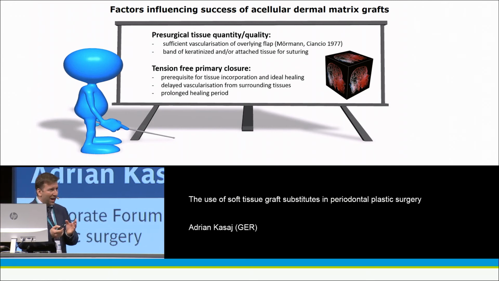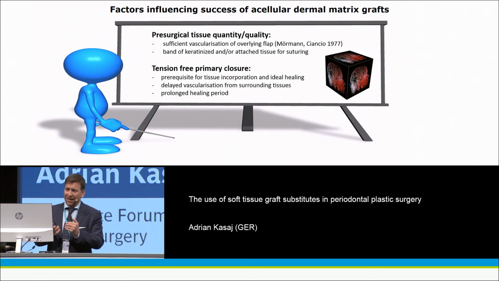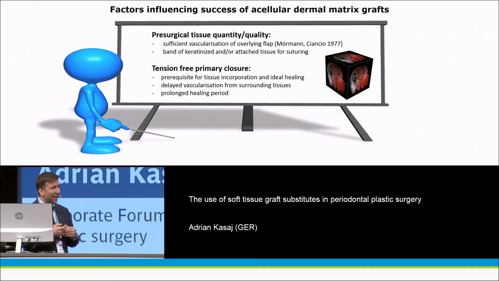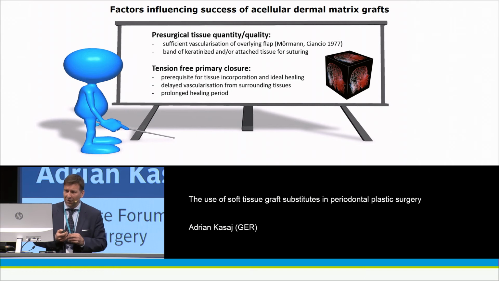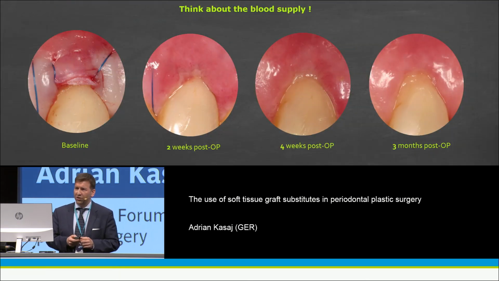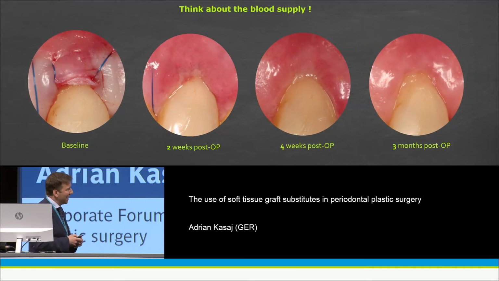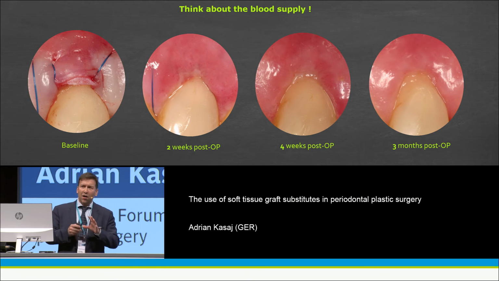Also the question, do I have a band of keratinized and/or attached tissue which I can use for suturing, because the matrix has to be fully covered and should also heal fully covered. So these are things you have to consider prior to your surgery. And you can see here nicely what it means, fully covered.